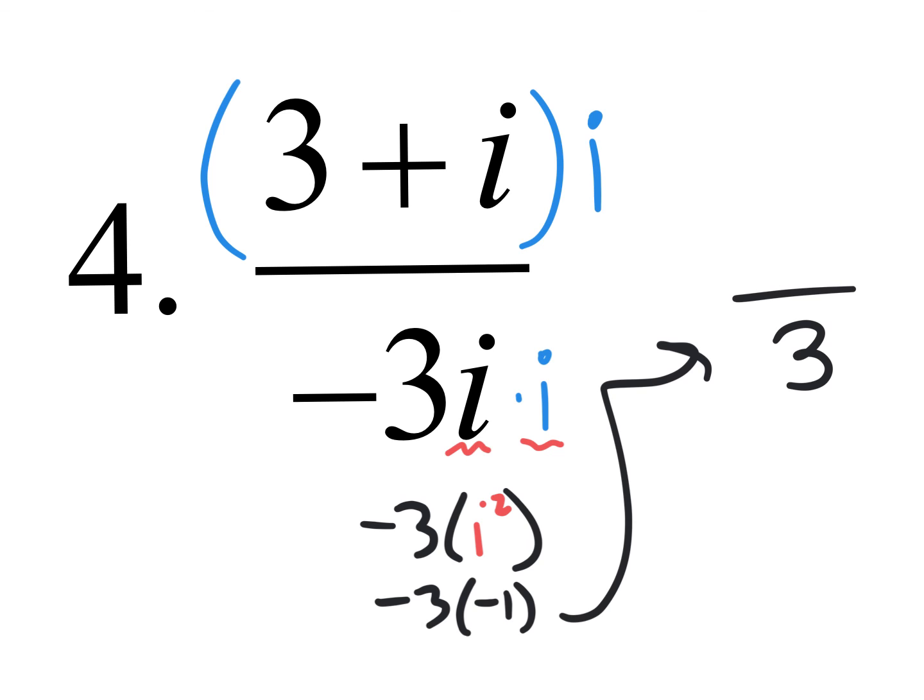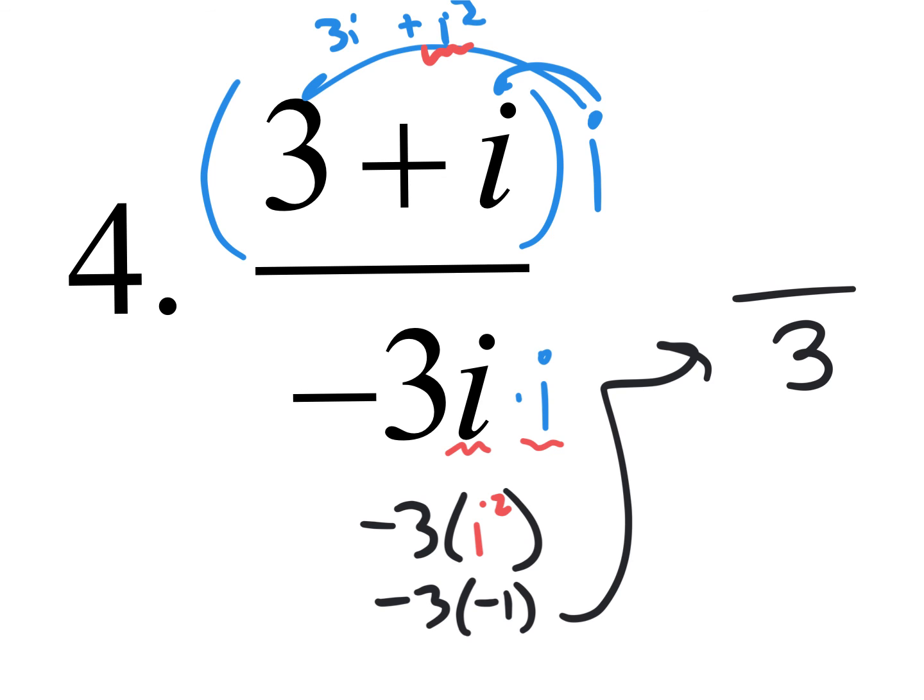Now up on top over here, we have an i times 3, that's 3i. We have an i times i, that's an i squared. Wow, that's disgusting. Hold on a second. There. Okay, I'm sorry, let's just move on. What is i squared?